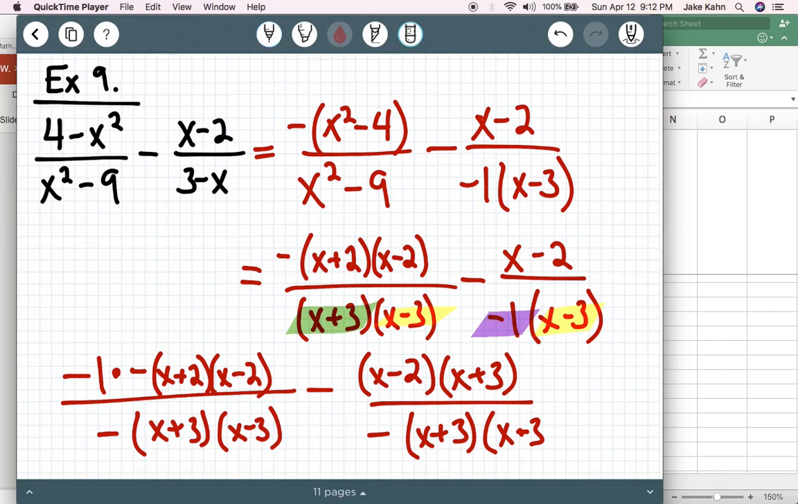Should be a minus sign. All right, so now we have to subtract the top. This is not going to be as hard as it looks, because you see this negative 1 times negative 1 right here? That just cancels out to a positive 1. So we can cancel that out. So on the top we have x plus 2 times x minus 2 minus x minus 2 times x plus 3. We're going to write this out in a new slide. Give me 1 second.